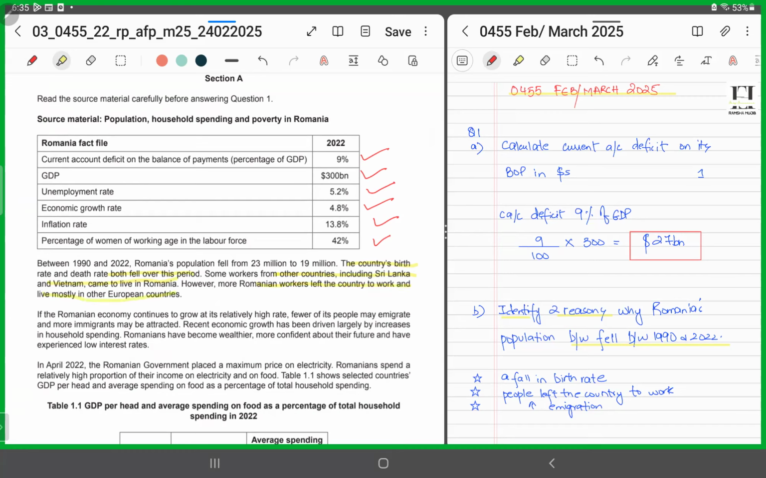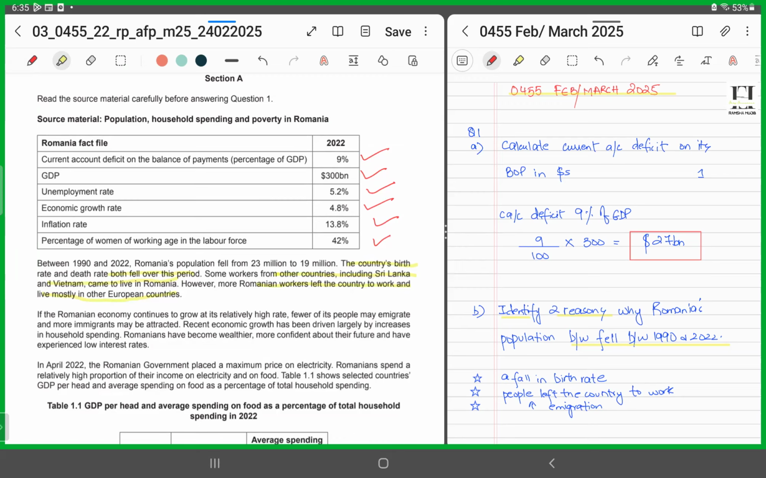Now, what are they saying? They're saying the difference between the people who left and the people who came. So, more individuals left rather than those who came to Romania. And there was also a fall in the birth rate and the death rate that contributed towards the fall in the population of Romania between this time period.